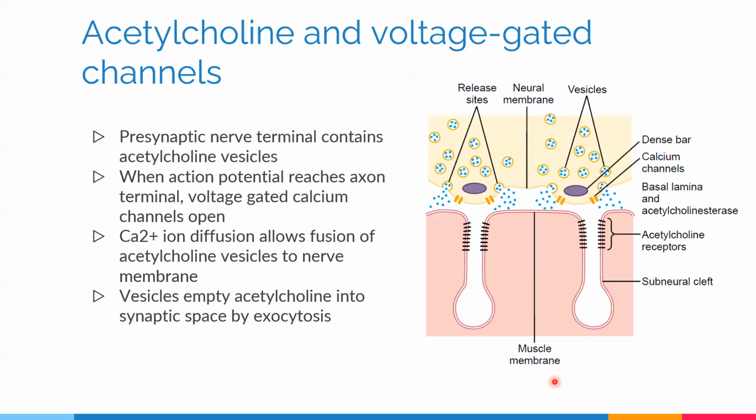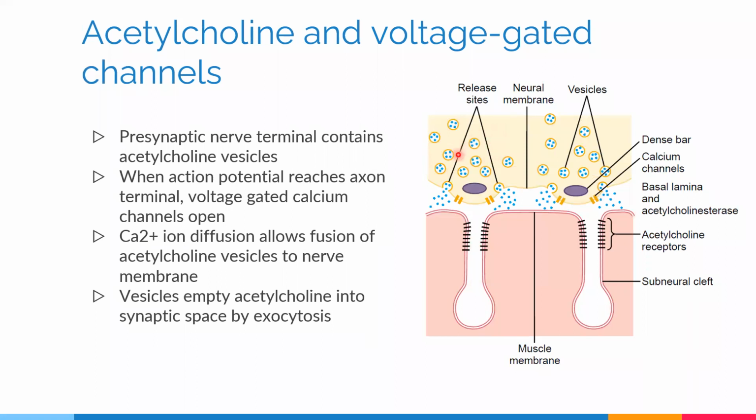Next, we'll look into how exactly this released acetylcholine works. So the presynaptic nerve terminal, that is the nerve terminal that was innervating the muscle fiber, contains acetylcholine vesicles that we can see right here. When an action potential reaches the axon terminal, so the presynaptic nerve terminal also has an action potential before the muscle fiber itself. This action potential is due to the brain signaling the particular nerve to move the muscle.